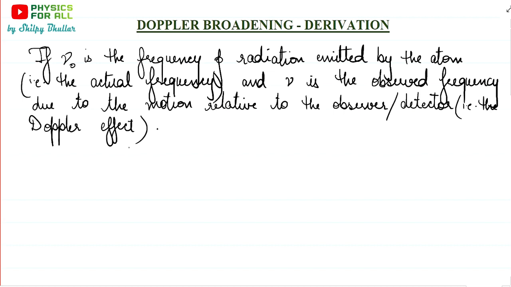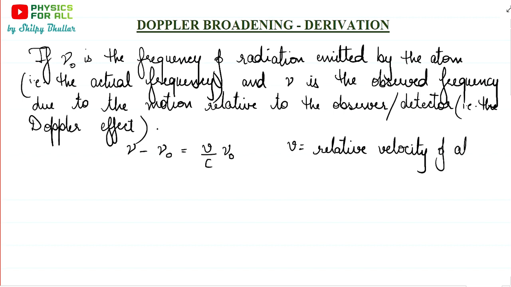We can relate frequency with velocity. We can write nu minus nu naught, where nu is the observed frequency and nu naught is the actual frequency, is equal to V by C times nu naught. This is the frequency part, and this is the velocity, and this C is the velocity of light. Here this V is the relative velocity of the atom, relative to what? To the detector. We can say of the atom with respect to the observer or detector, because the detector is the one who is going to detect and observe all the photons or emitted radiations.